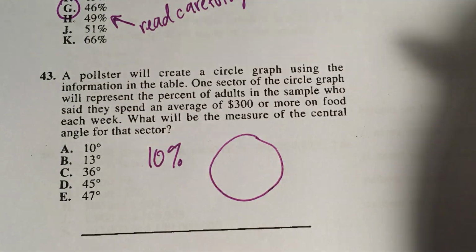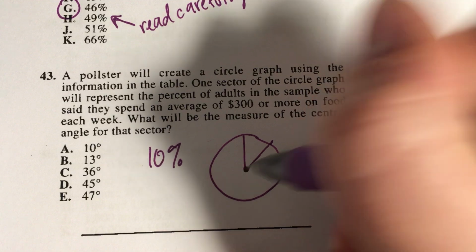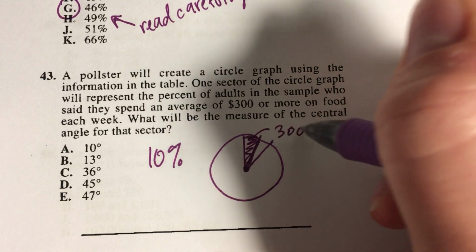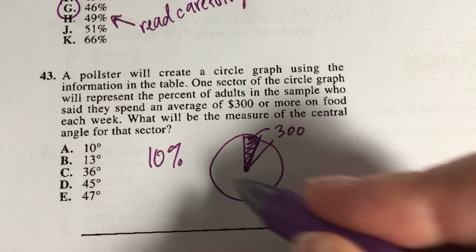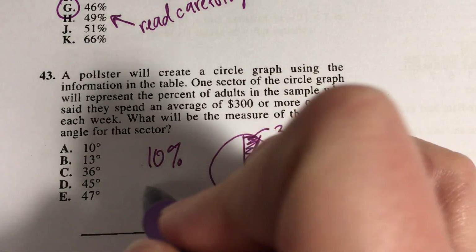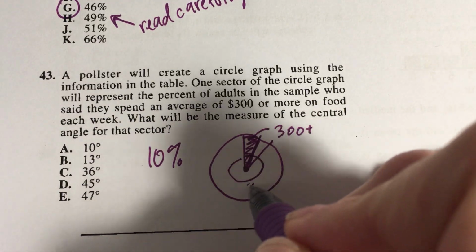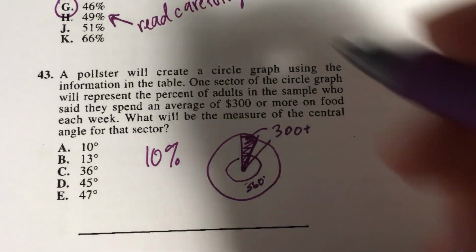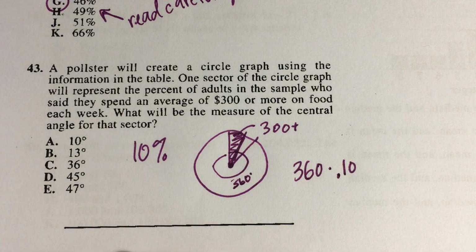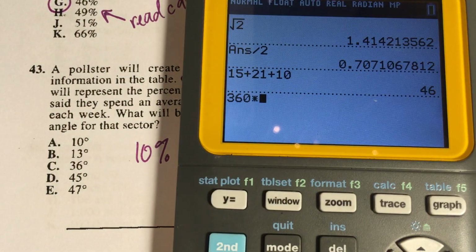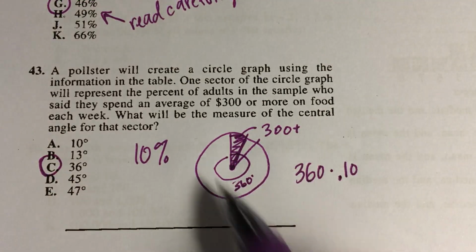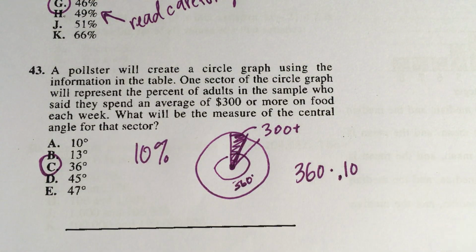So it's going to make a circle part, a tenth of the graph, something like that, probably a little smaller. A tenth of the graph would be for the 300 people, and they want to know how much of the whole thing, what degrees it would be. So for 10%, we know that the whole circle would be 360 degrees, and I want to know 10% of that. So I'm going to do 360 times 0.10 or 0.1, which is just like dividing. So times 0.1 will give you 36. So it would be 36 degrees. So 36 degrees would be 10%.